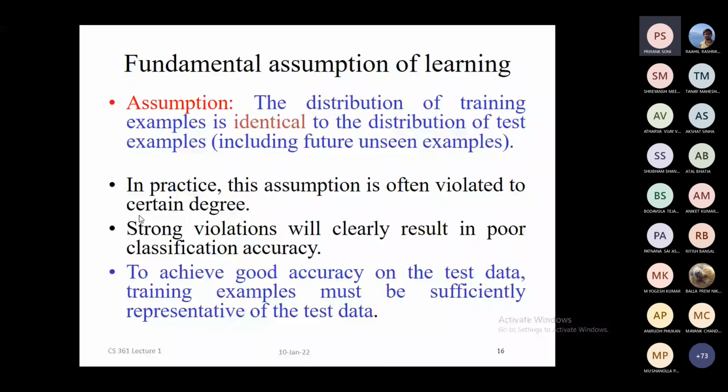So that is what we are basically saying. What is the assumption of learning? The distribution of training examples is identical to the distribution of the test examples. This assumption includes the future unseen examples. The distribution of the training examples is identical to the distribution of the testing examples.